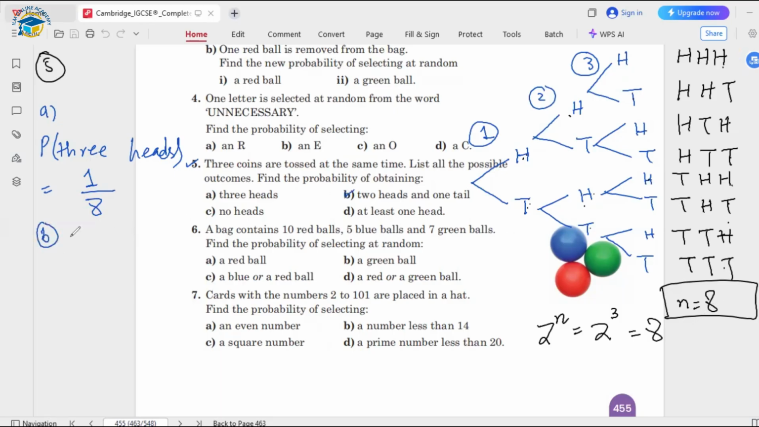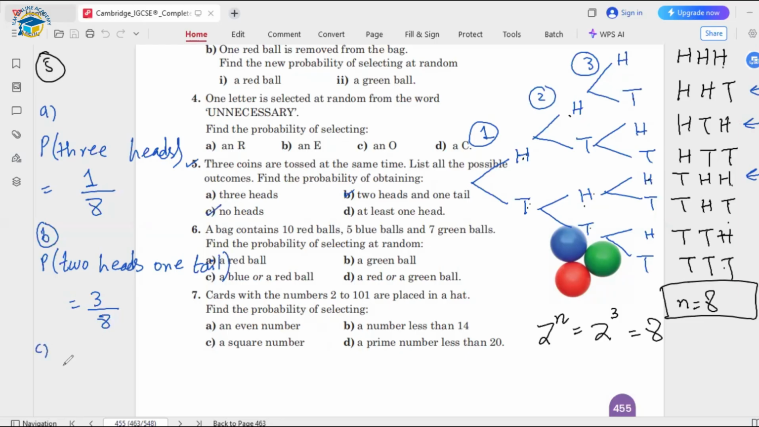Next, part B is the probability of getting 2 heads and 1 tail. 2 heads and 1 tail right here, okay? One is this, 2 heads, 1 tail, 2 heads, 1 tail. Yeah, just 3. So 3 out of 8.